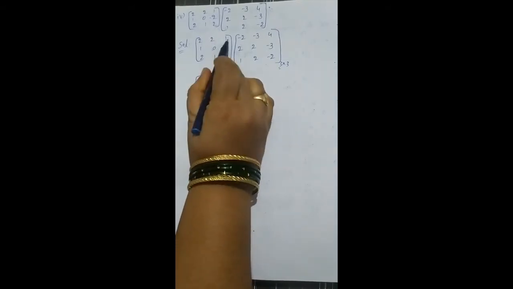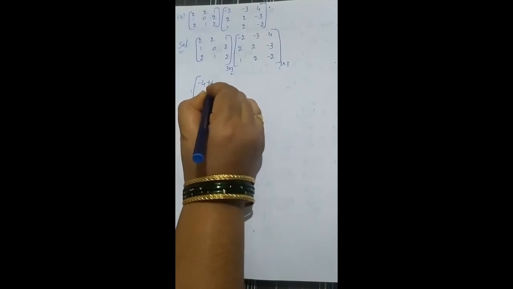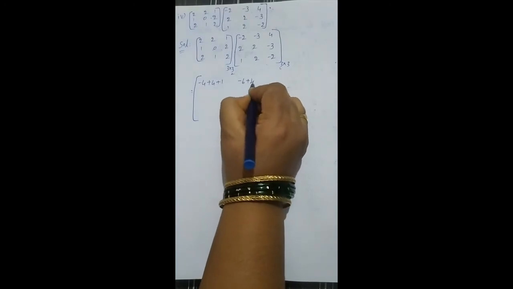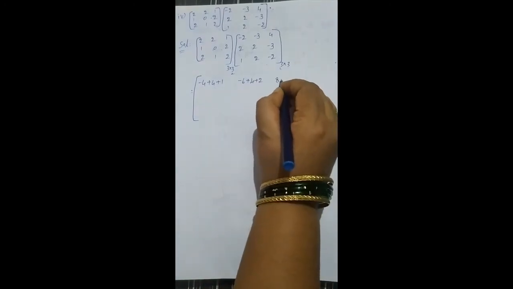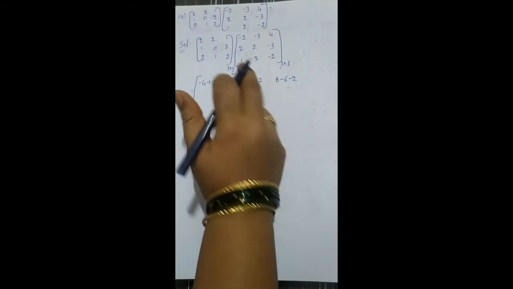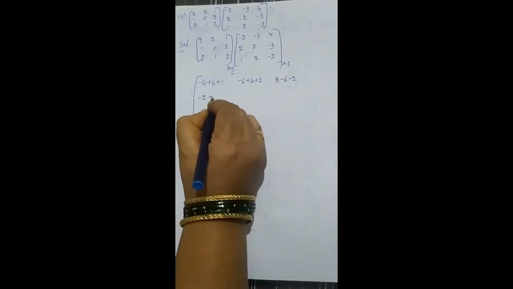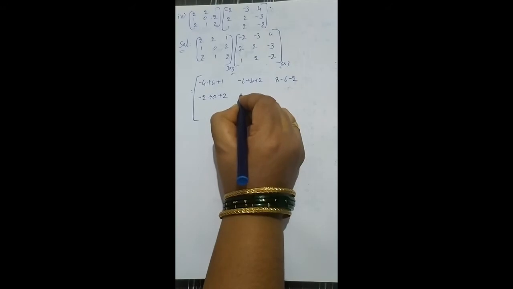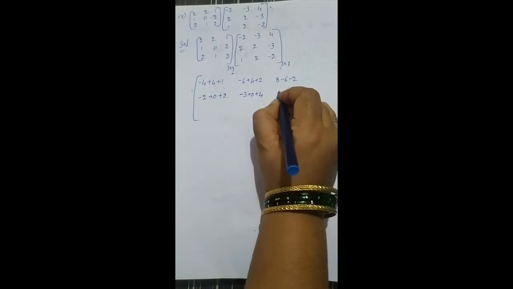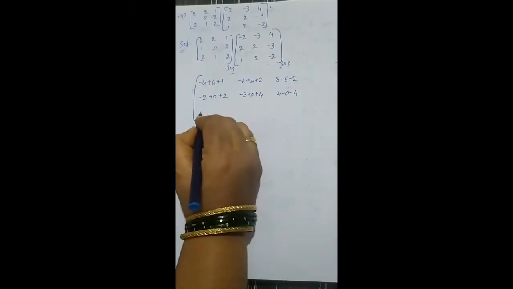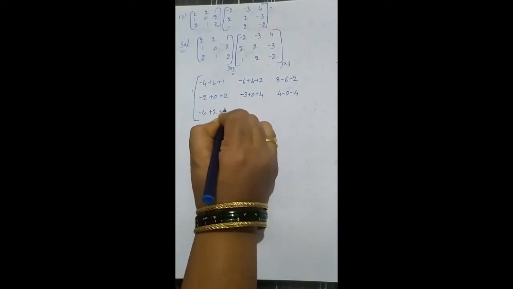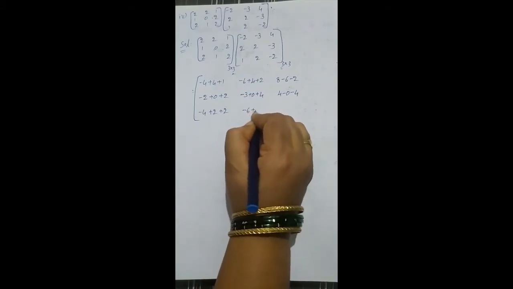That is minus 4 plus 4 plus 1. This row, this column. Minus 6 plus 4 plus 2. 8 minus 6 minus 2. This row and this column. Minus 2 plus 0 plus 2. Minus 3 plus 0 plus 4. 4 minus 0 minus 4. Minus 4 plus 2 plus 2. Minus 6 plus 2 plus 4.